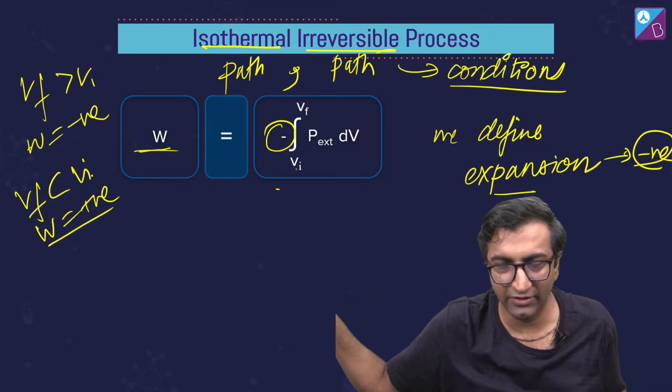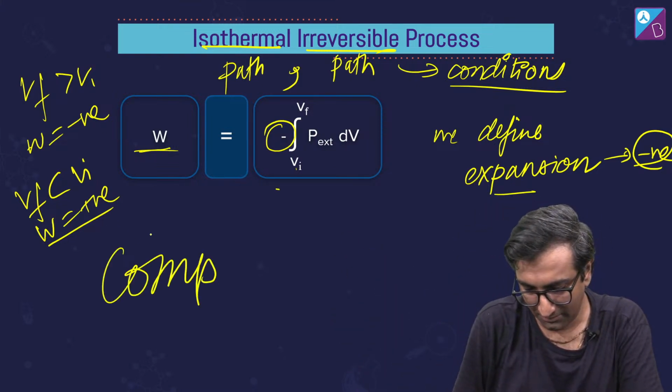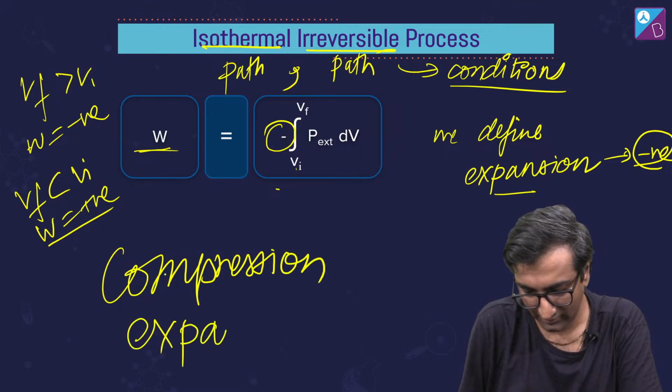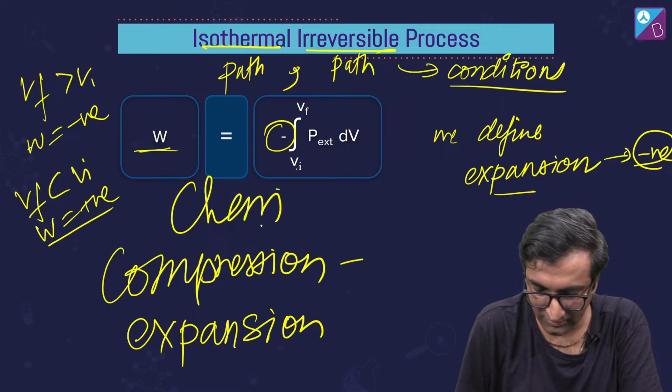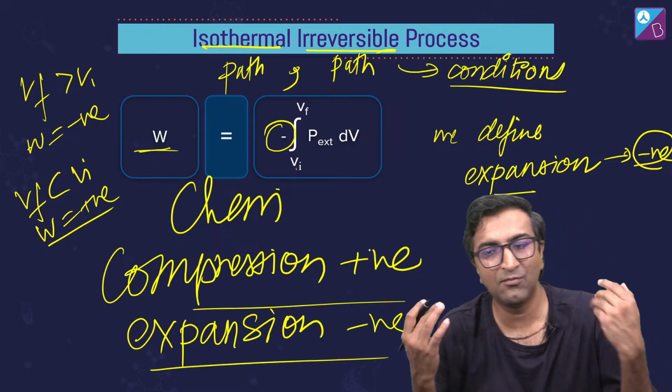Okay, sign जो बोल रहे थे ना, तो to write in one place compression, expansion, this is what you have to mug, nothing else. In chemistry, compression is positive, expansion is negative. हो गया खत्म पूरा sign convention.